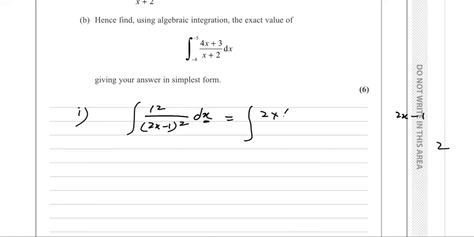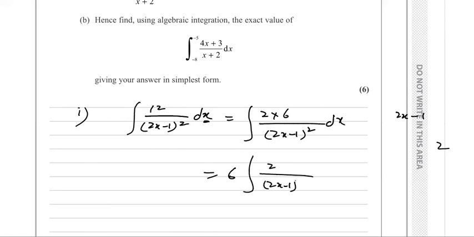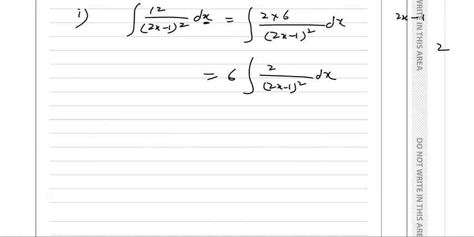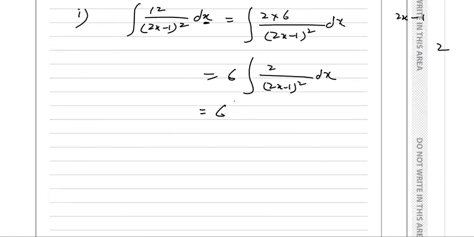I can write it as 2 into 6 divided by (2x minus 1) squared dx. Then 6 is a constant outside, and this 2 keep inside, 2 over (2x minus 1) squared dx. Now its derivative is up and it's not linear. If it were linear, I could write log, but this is not linear. So I will just say 6, and then this will be (2x minus 1) to the power minus 2 dx.